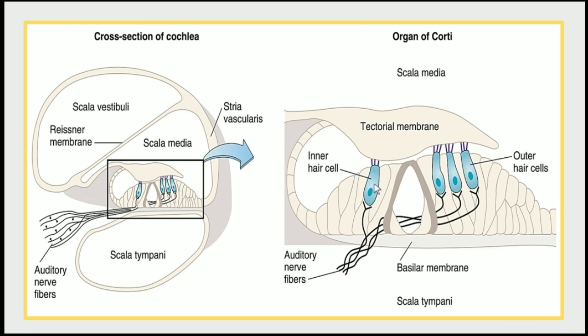Why are they called hair cells? From these hair cells there are hair-like projections coming out. Below the hair cells there are nerve endings. These are the nerve endings from the inner hair cell and these are the nerve endings from the outer hair cells, which finally join the peripheral process of the cochlear nerve and then go to the spiral ganglion, and from the spiral ganglion the central process joins the cochlear nerve.